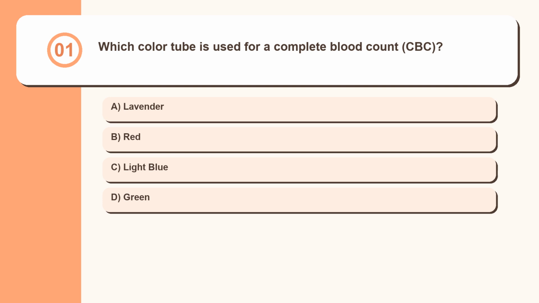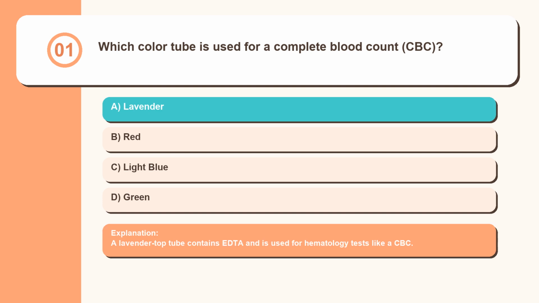Question 1. Which color tube is used for a complete blood count, CBC? Lavender, red, light blue, green. A lavender top tube contains EDTA and is used for hematology tests like a CBC.